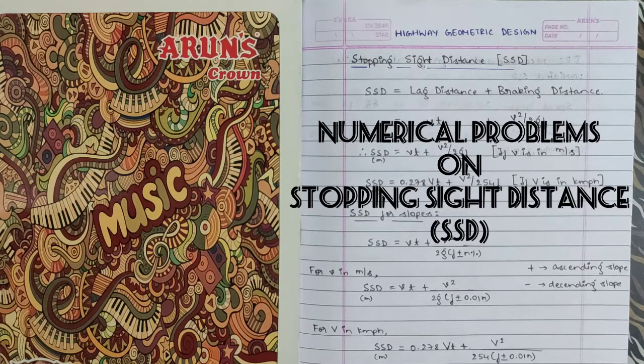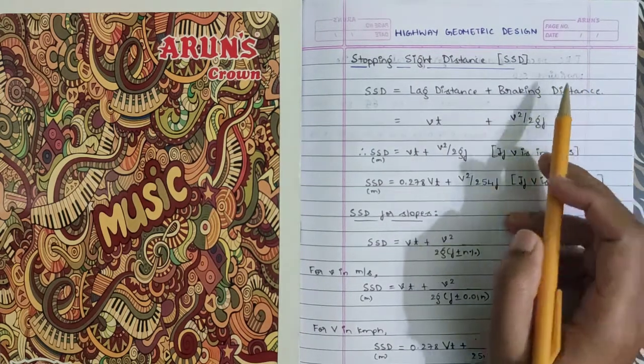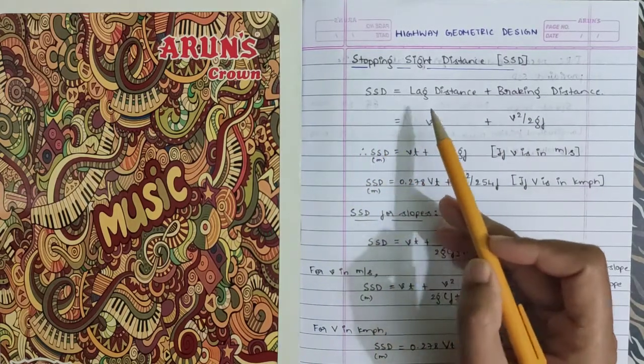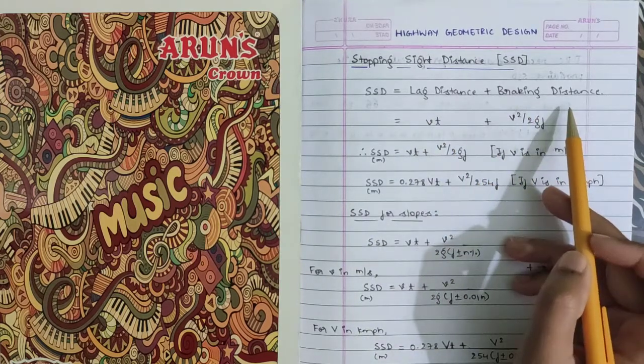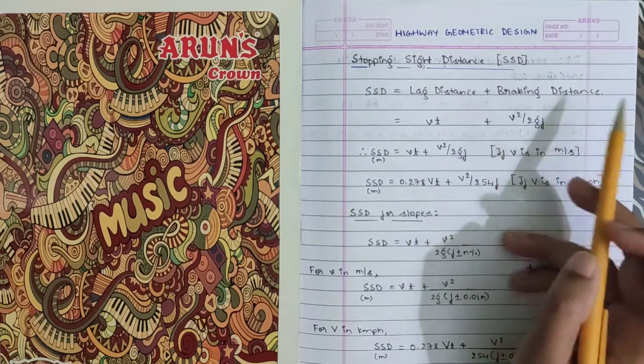Hello all. In this video we will be discussing the stopping sight distance, that is SSD. Now we shall analyze what this stopping sight distance is. The stopping sight distance is the summation of lag distance and the braking distance. Now we shall see what this lag distance and the braking distance are.